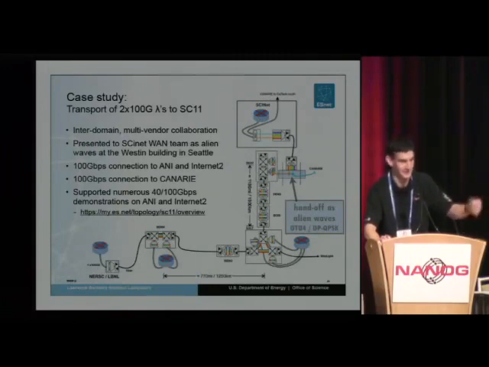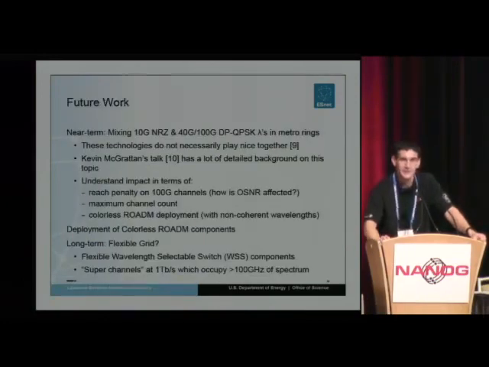Similarly, something happened with the Canary wave. It came in from Victoria, the University of Victoria, and came in again as an alien wave into the Westin building in Seattle and went over as an alien wave. So that's more or less it.